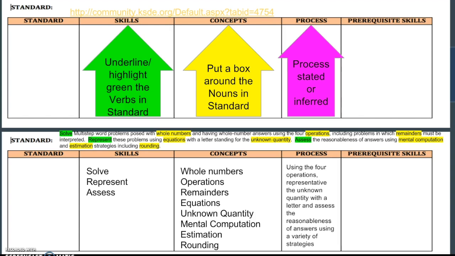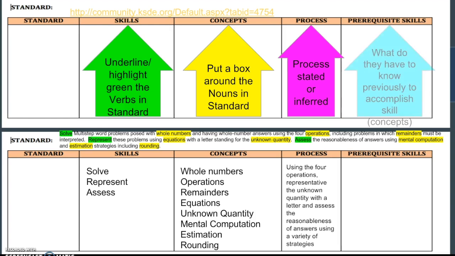So for example, this says using the 4 operations, representative, I think I messed that word up, the unknown quantity with a letter and assess the reasonableness of answers using a variety of strategies. So this is something that you would come up with and discuss with your grade level group when you're unpacking a standard. Yep, it's the how.